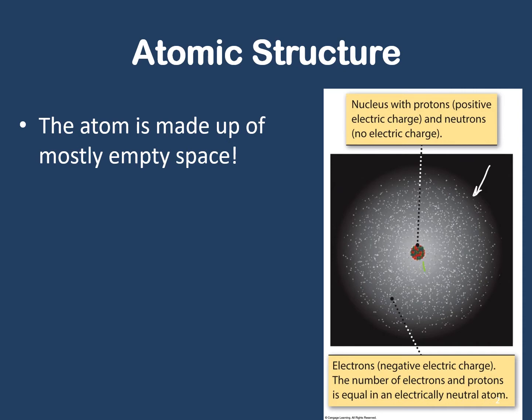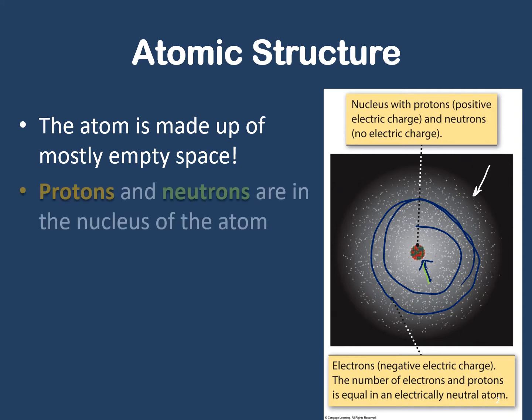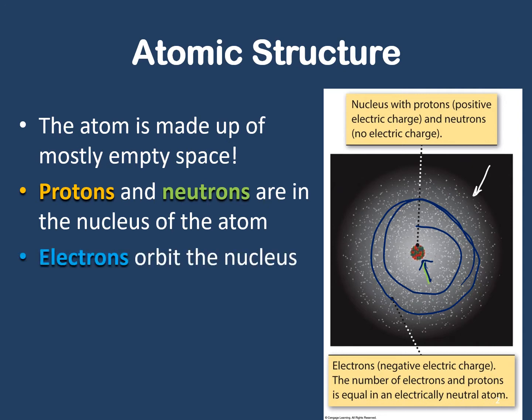Most of the mass of the atom actually exists right there in the nucleus. And the nucleus contains both the protons and neutrons in the atom. And protons and neutrons are subatomic particles. These white specks that we see all around the nucleus are the electrons. And they are the third subatomic particle that we'll talk about in this chapter. So protons and neutrons, they hang out in the nucleus of the atom. And the electrons, they orbit the nucleus.